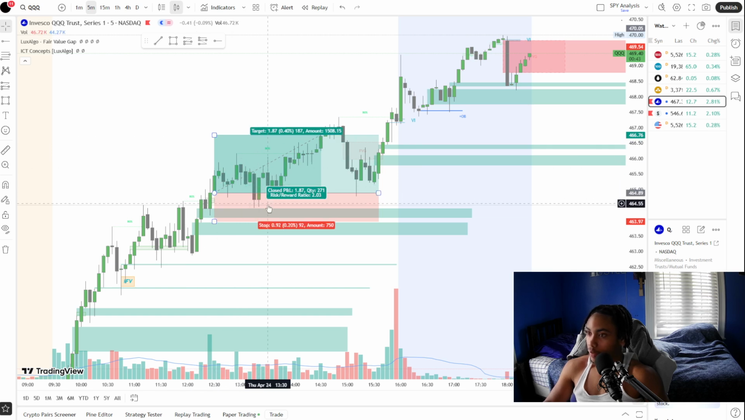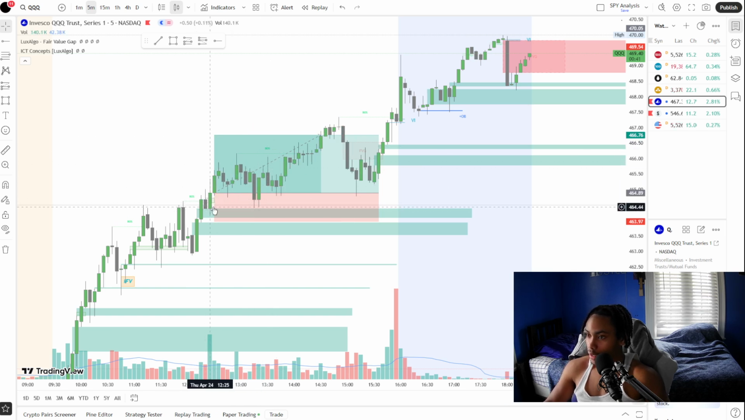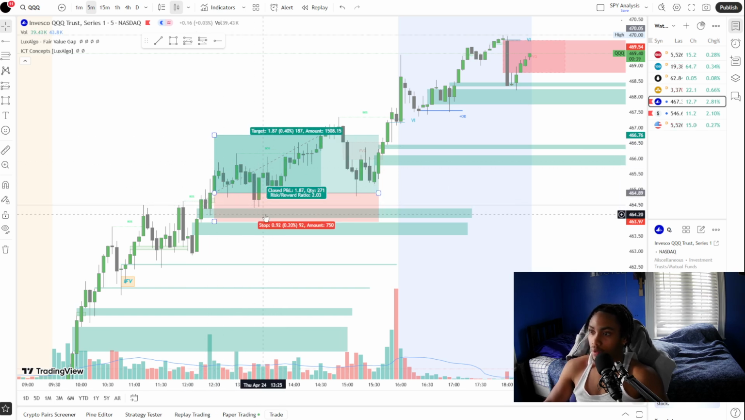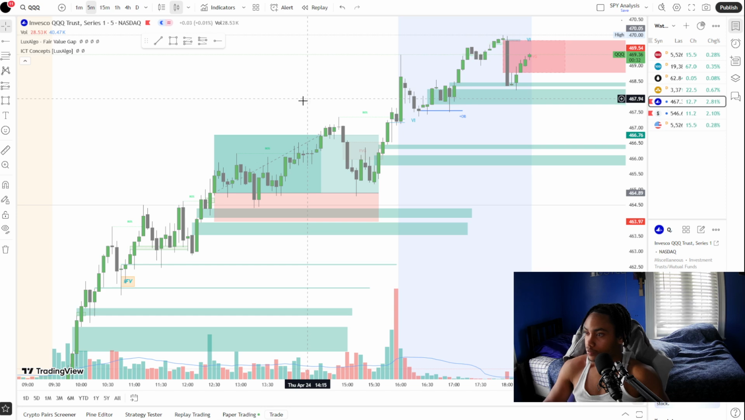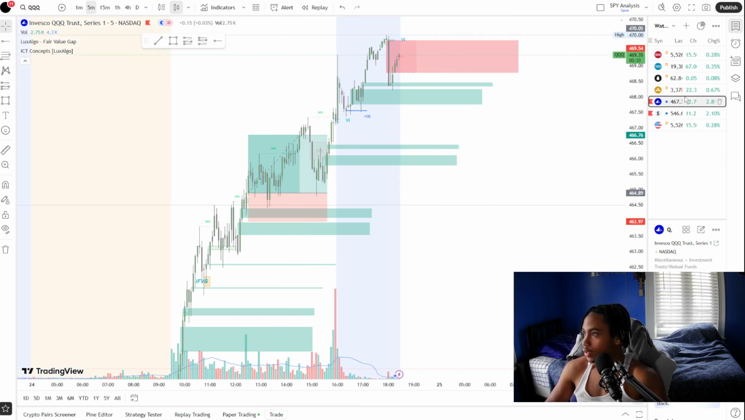Yeah, you get a little bit of a period of drawdown, but that's all right. It didn't even tap into the fair value gap. It was just a little bit of drawdown. Buyers stepped in immediately and drove the price back up. And you're good. This is another fire trade setup that we took today.